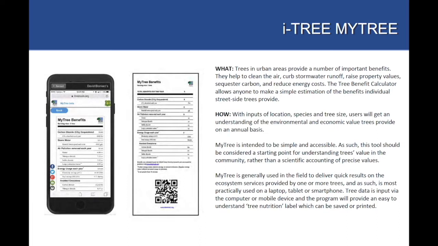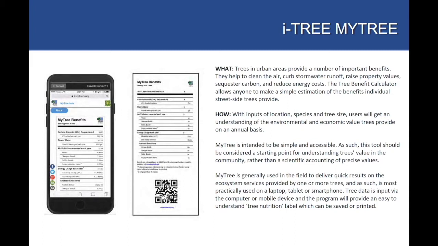With the inputs of location, species, and tree size, you get this report that is automatically calculated based on your geographic location somewhere in the United States. Presently, this only works in the United States and Canada. We're bringing it out internationally later this year, but right now it's intended to be a simple and easily accessible tool. I use this with students that I teach in the 6th grade. This is where I first start to introduce iTree to them, and this is the main tool that we'll use. This can be used by you on any tree that you find anywhere that you want to look at the value.